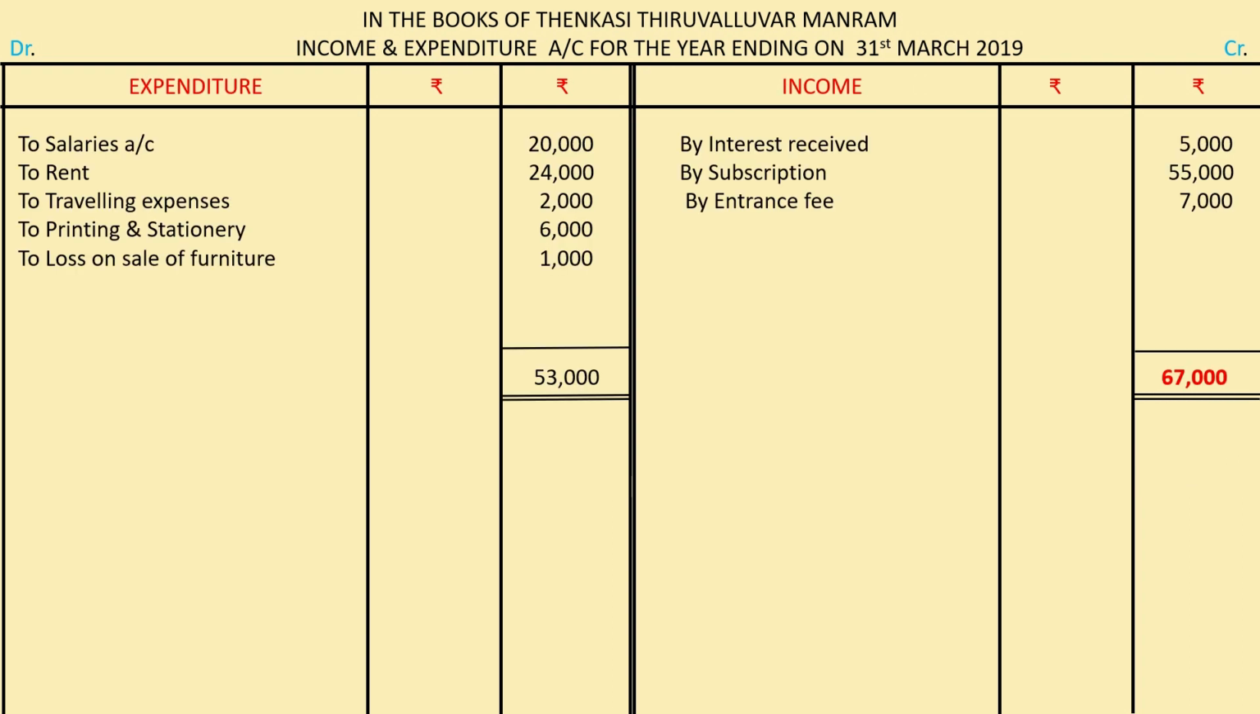67,000 is the total of the credit side and 53,000 is the total of the debit. So we write higher total on both sides. The difference amount 14,000 is excess of income over expenditure. We know in this sum, the credit side is more than the debit, and so we have got an excess of credit, or we call it excess of income over expenditure, to surplus being excess of income over expenditure. We have completed the sum. 14,000 is the surplus. That is our answer.